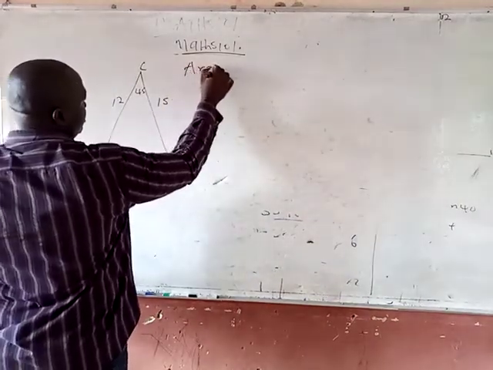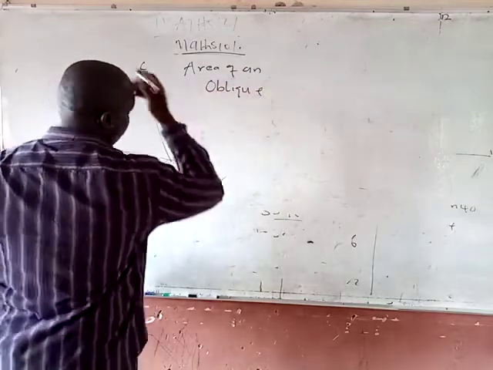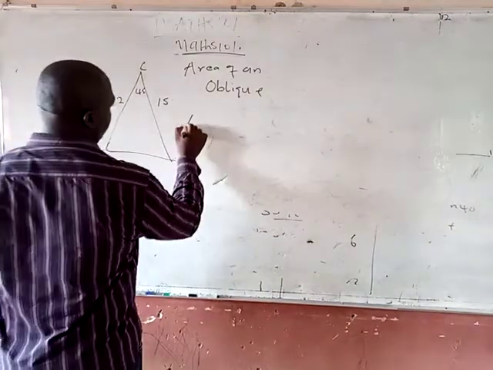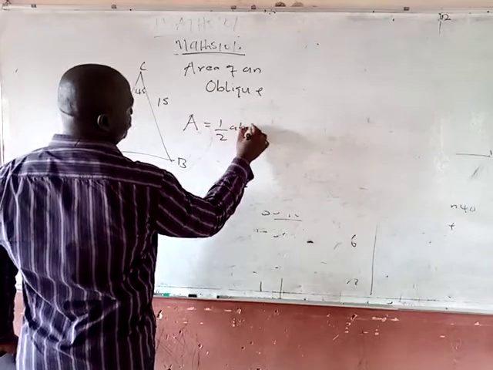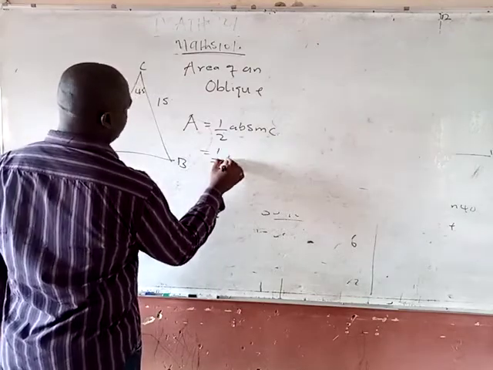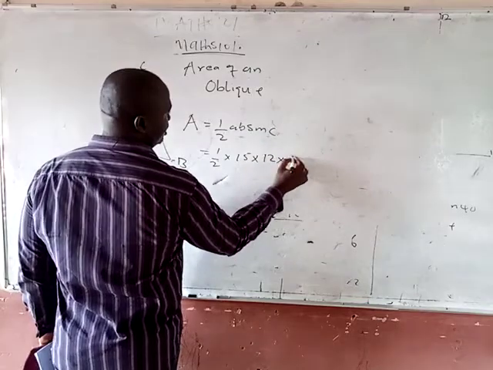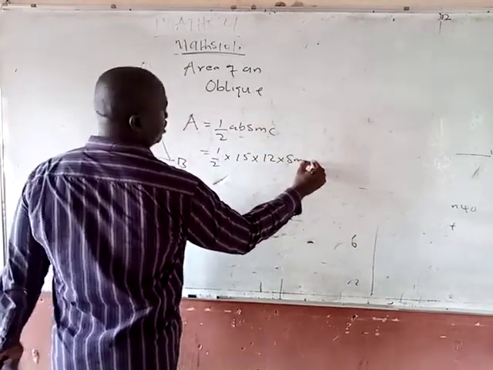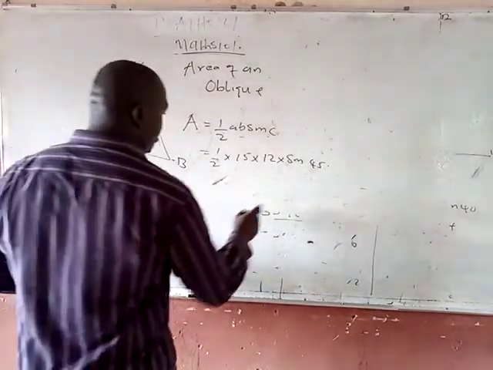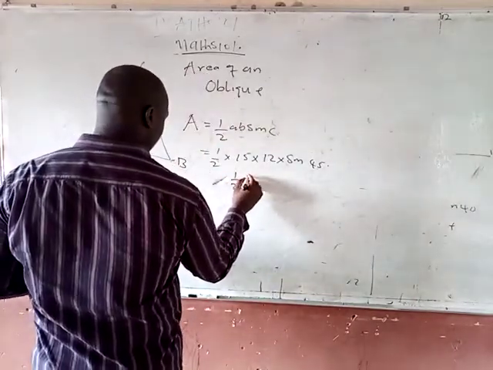Remember, this is the area of an oblique triangle. It has a very simple formula. Area is half ab sine of C. So it's going to be 1/2 times 15 times b, which is 12, times sine C, which is 45. You punch it in your calculator. Remember sine 45 using our trig. Sine 45 is root 2 over 2, right?